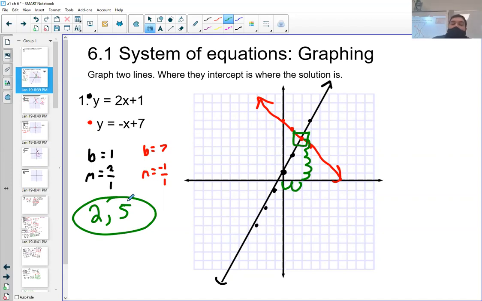Now, what does 2, 5 mean? It means that if I plug in 2 for the X here and 2 for the X here, I should get the same number. I should say, actually, if I plug in a 2 for the X in both, these both will become 5.